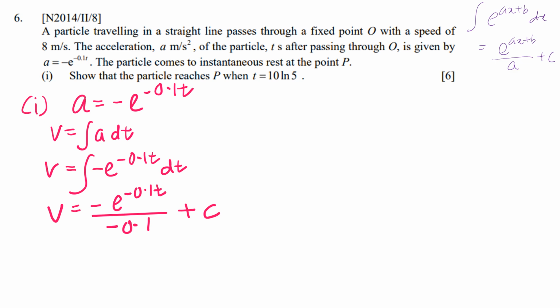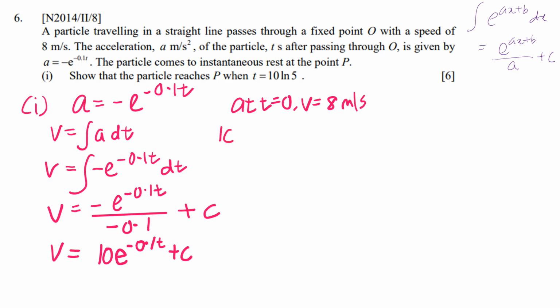We need to find this constant c. It says it passes through a fixed point with a speed of 8 meters per second, so when t is 0, v is 8 meters per second. Substitute into it, and your c is negative 2. Do not always assume that when t is 0, the constant c is 0. It does not work, especially for exponential functions. Be very careful: do not assume e to the power of 0 is 1 here. Therefore, your constant c is negative 2 and not 0.